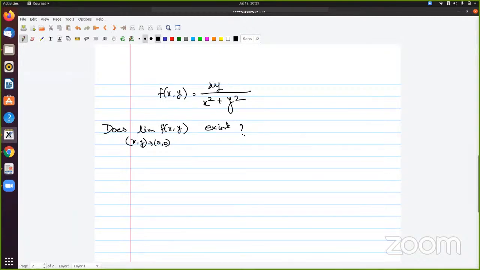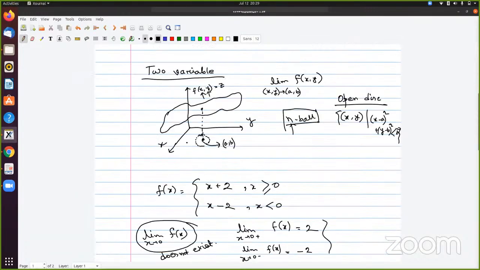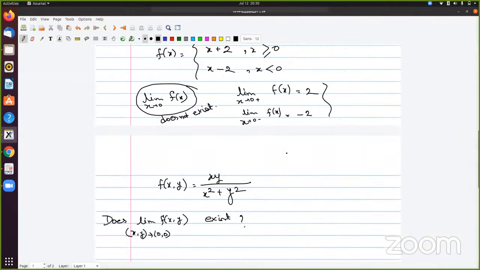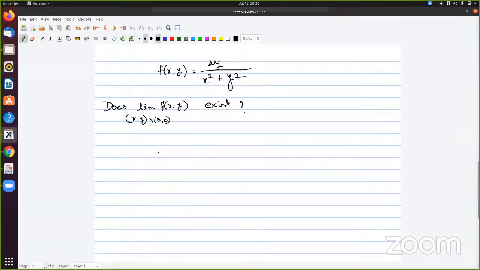So again, we go back to the point where we said that there are many curves approaching a, b. Here my point is 0 comma 0. Now we are approaching 0 comma 0 via different straight lines. This is a straight line passing through 0 comma 0, correct? If I approach 0 comma 0 via this straight line, what will be the limiting value of the function? In this case, y equal to x gives x square by 2x square. So it's half, right?